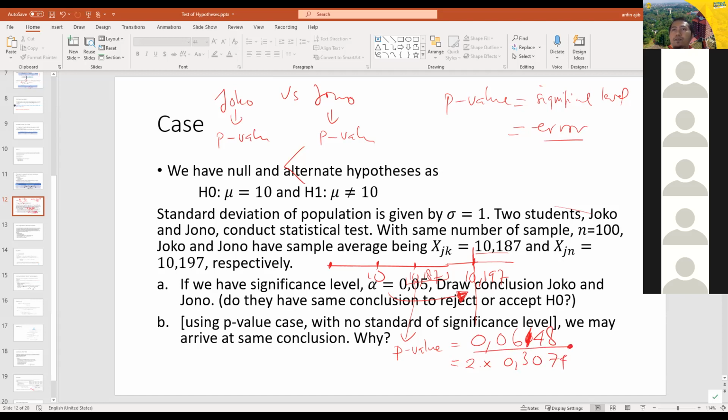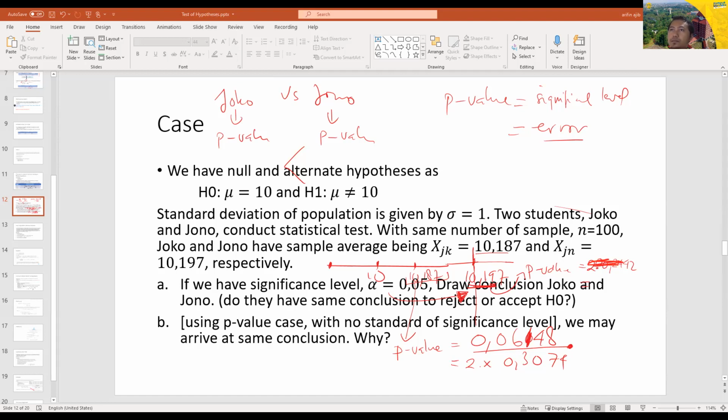But for this one, we will have the p-value equal to 1.97, so it is 2 times 0.2442, which is equivalent to 0.4882. Okay.